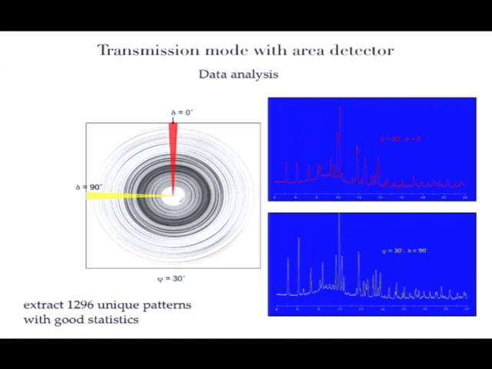There are now more patterns, because in the reflection mode you cannot tilt by 290 degrees. And the advantage here is you have very good statistics in very short time.